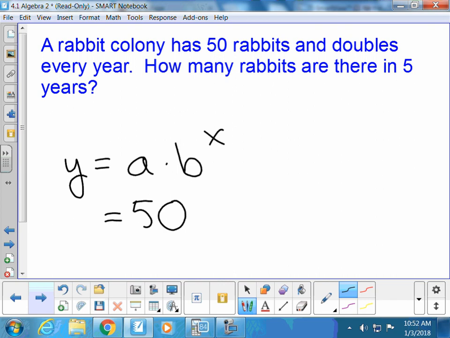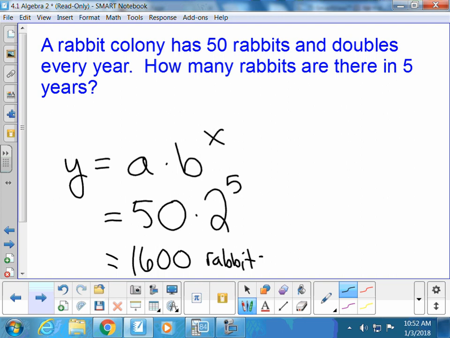It's a 2 because it's doubling every year. And 5 years are going by. We have 1,600 rabbits. Well, hopefully, some of them get eaten by hawks and stuff like that.